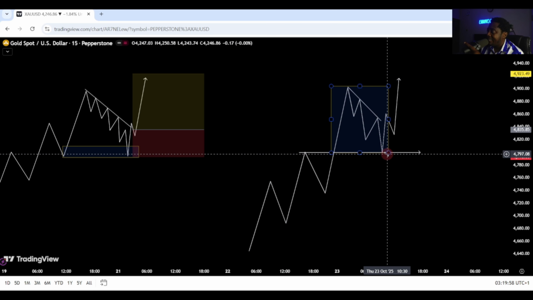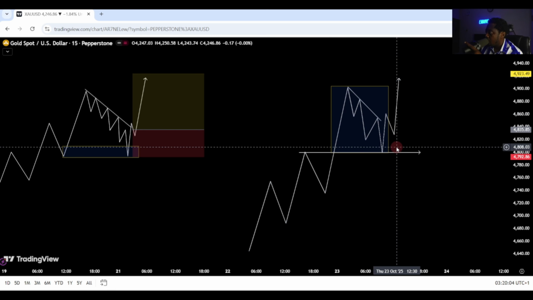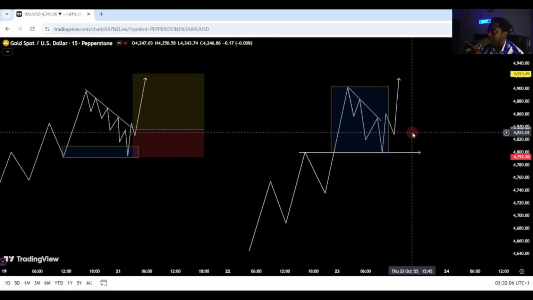Now, if price hits any of these POI, most of the time I will go to the 1 minute time frame to look for internal shift of structure. Once I see that, it is additional confluence that my bias is right, or I'm doing the right thing.